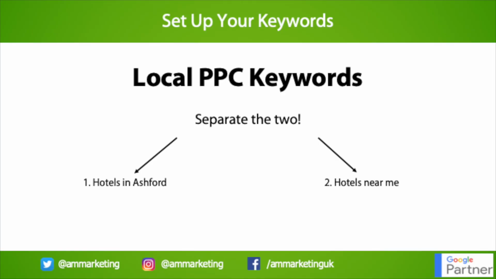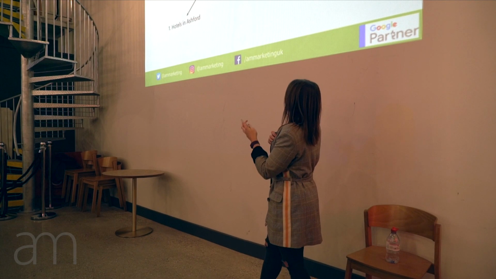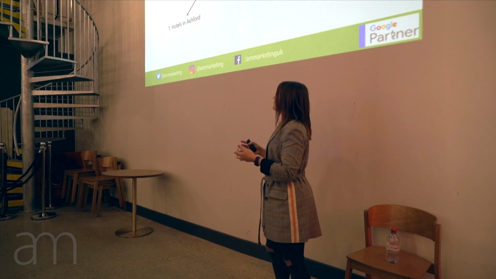Right, so you've selected what sort of keywords you want to put in your campaigns, and now you're about to upload them. This is something that I do when I'm setting up local PPC campaigns: I always separate out keywords into 2 different categories, into 2 campaigns. So I will create 2 versions of the same campaign.